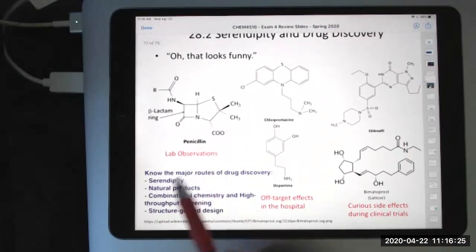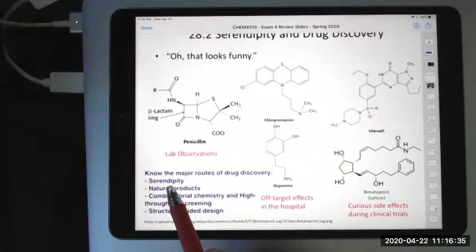Next up, know the major routes of drug discovery, not the actual drugs themselves, but how we get there. So it's serendipity: you notice something weird happening and you figure out why. Natural products can be a source of new compounds. Then there's combinatorial chemistry and high throughput screening.